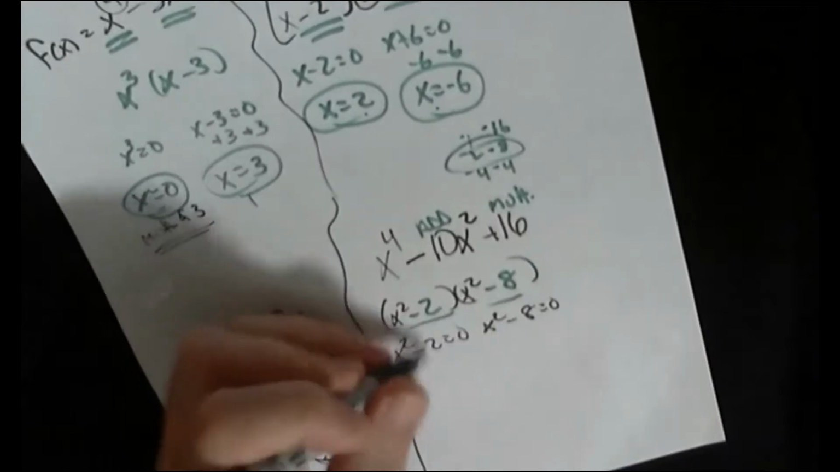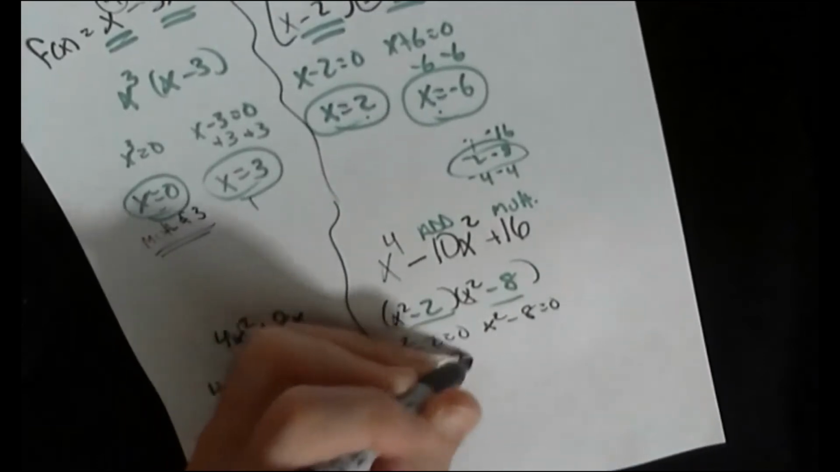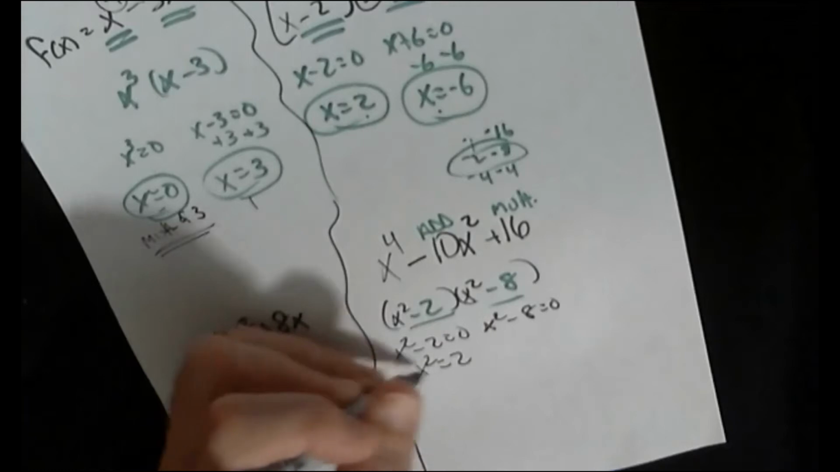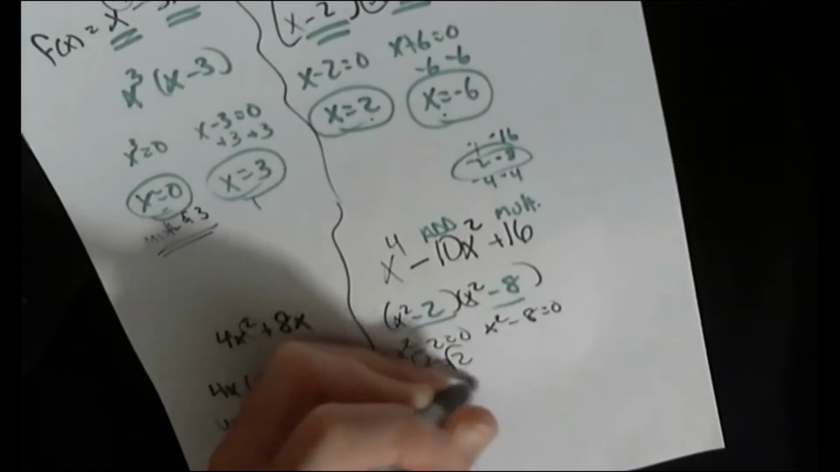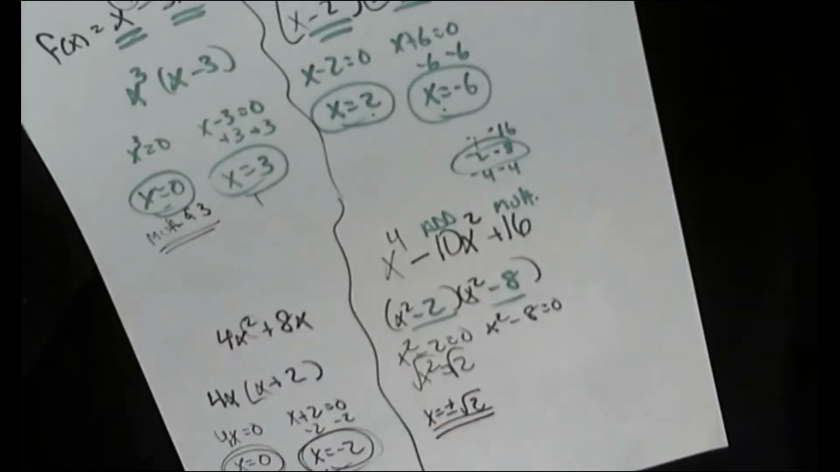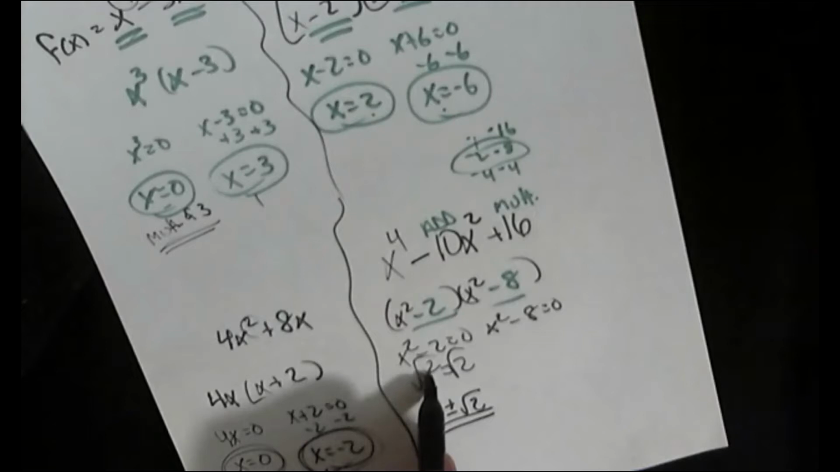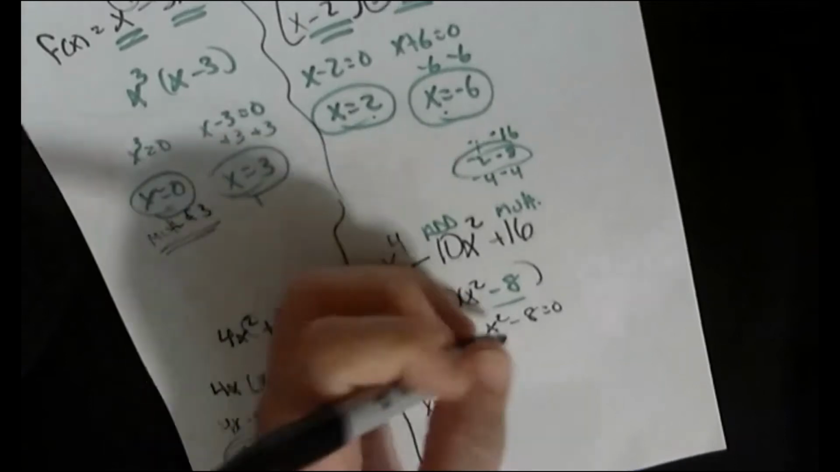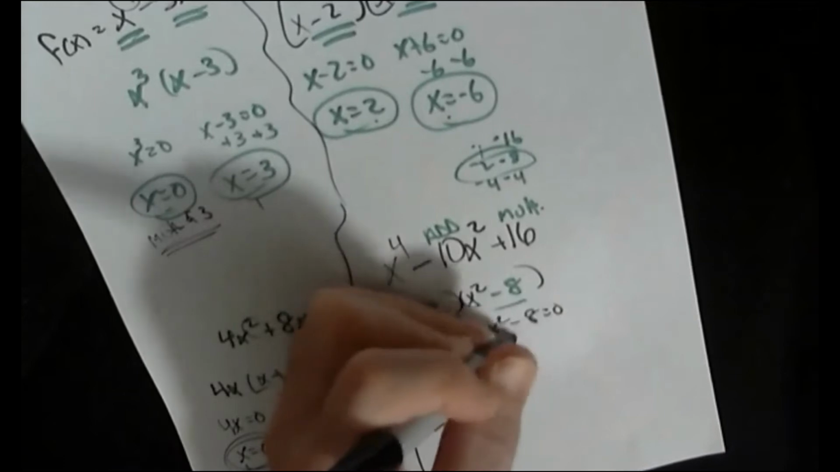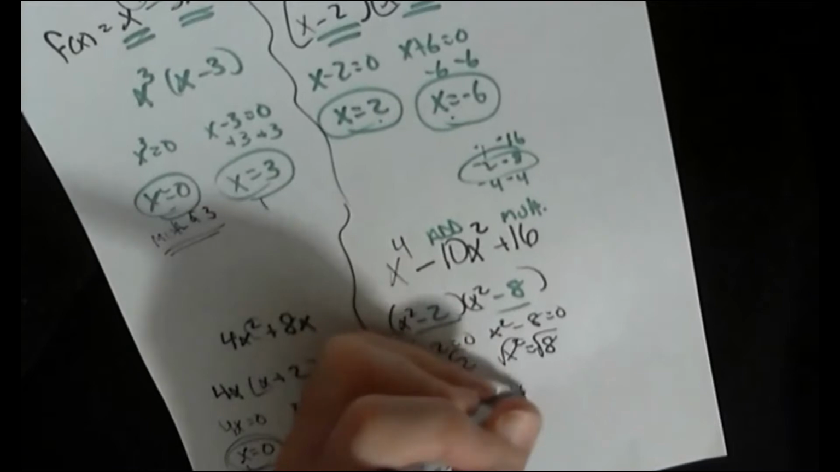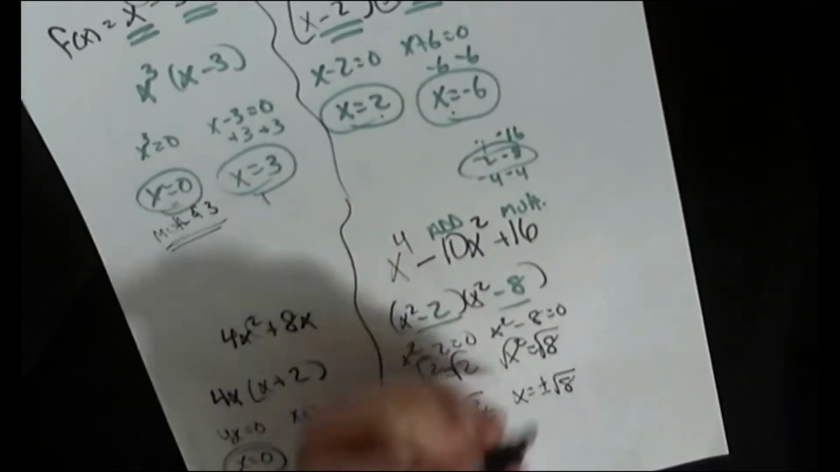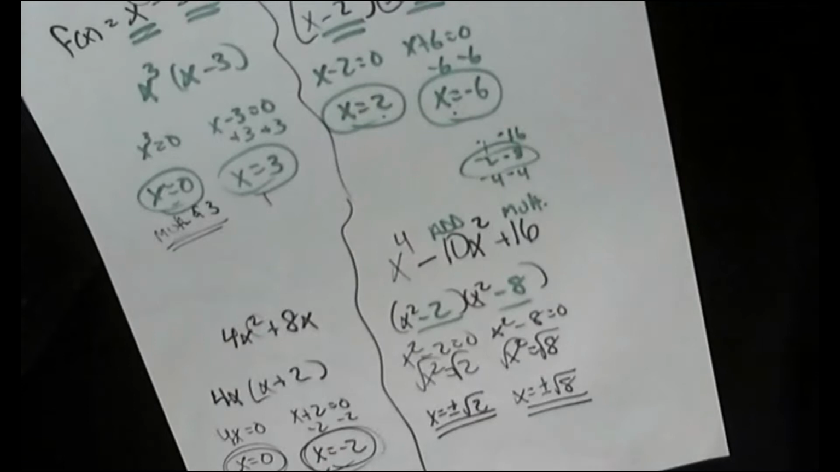Set those equal to 0, add 2 to both sides. Now, to get rid of the squared, we have to square root. And we also have to account for the positive and the negative. Whenever you square a number, you're taking it times itself. So a positive times a positive is a positive, negative times a negative is a positive. So you have to account for both. Add the 8 to both sides. Again, to get rid of the squared, we have to square root. So x could equal plus or minus the square root of 8.